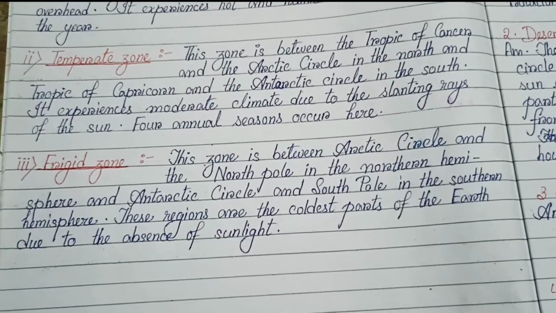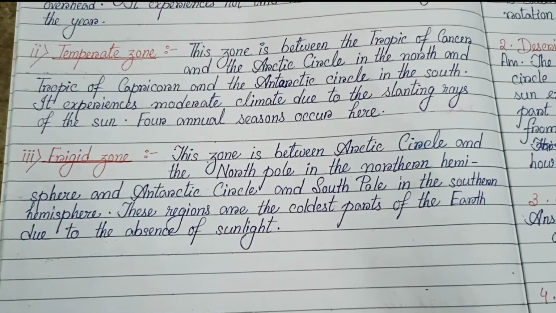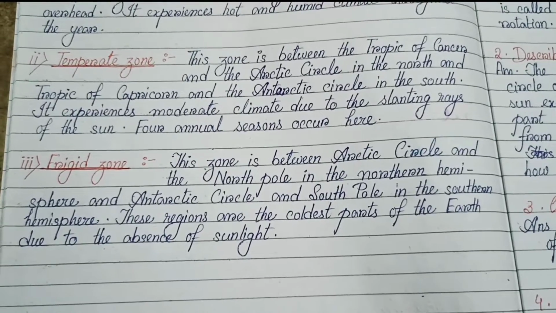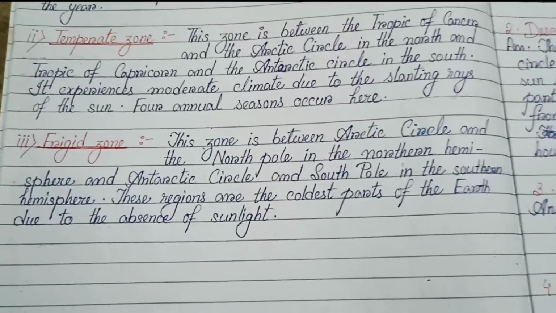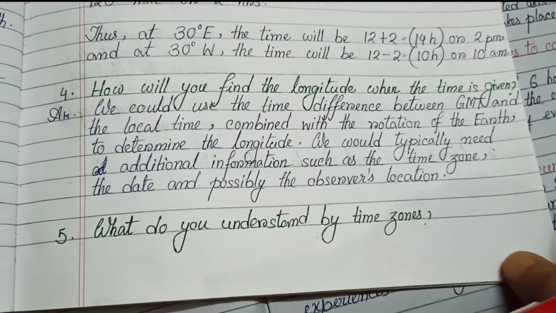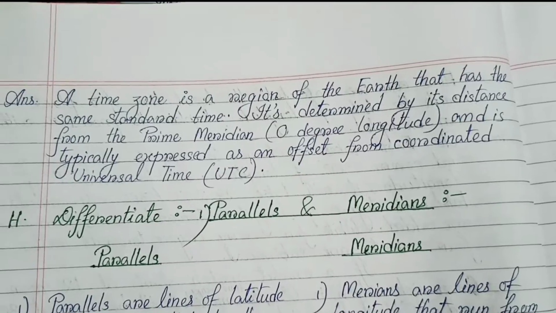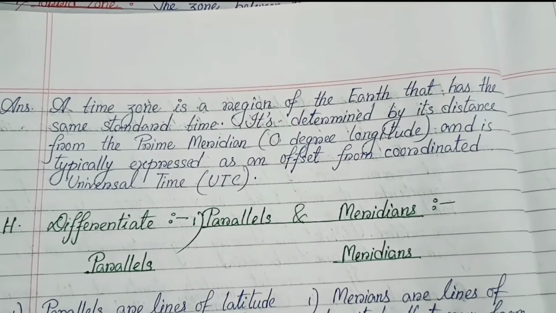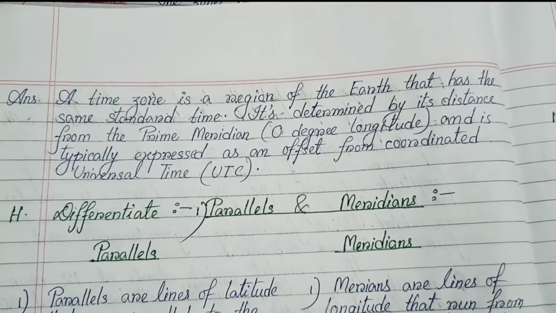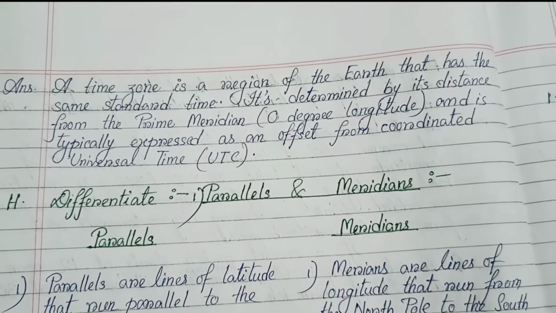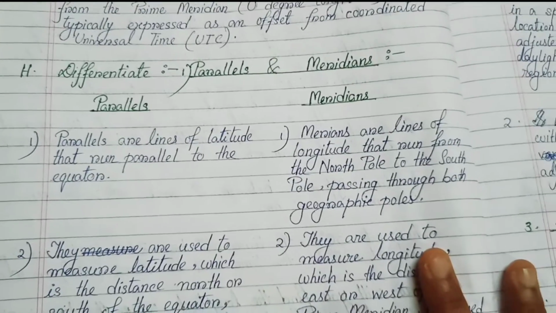Frigid zone. This zone is between the Arctic Circle and the North Pole in the northern hemisphere and the Antarctic Circle and South Pole in the southern hemisphere. These regions are the coldest parts of the earth due to the absence of sunlight. Next, number 3. What do you understand by time zone? A time zone is a region of the earth that has the same standard time. It's determined by its distance from the prime meridian, 0° longitude, and is typically expressed as an offset from Coordinated Universal Time, UTC.